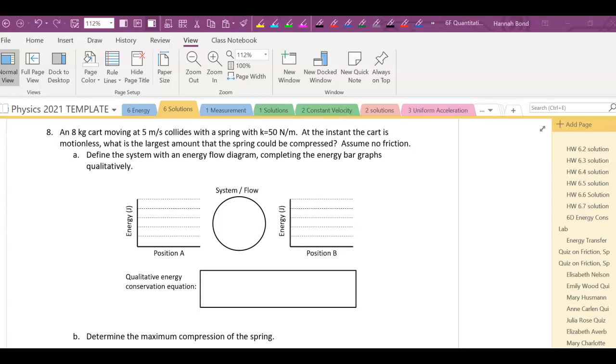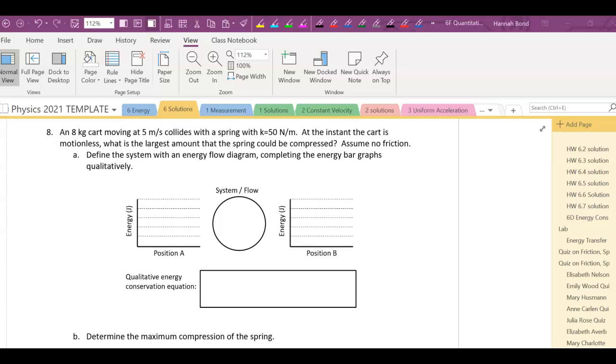This webcast continues in Worksheet 6F, where we're dealing with quantitative energy conservation problems. Let's look at number 8. Here we have a cart that is moving at 5 meters per second when it collides with a spring. And at the instant that the cart is motionless, what is the largest amount that the spring could be compressed? Okay, and there's no friction in this situation.